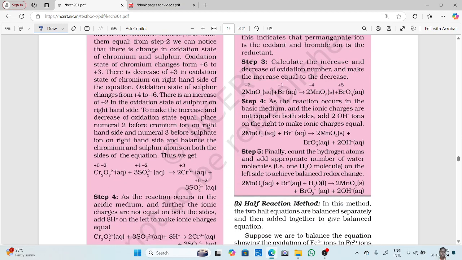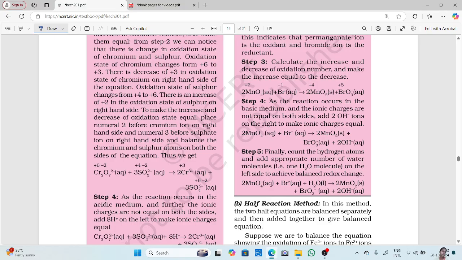Now you have to calculate the overall net charge. In this case, what will happen? There is an increase of 2 in the oxidation state of sulfur on the right-hand side. To make the increase and decrease of oxidation state equal, place the numeral 2 before the chromium ion on the right-hand side and the numeral 3 before the sulfite ion on the left-hand side, and balance the chromium and sulfur atoms on both sides of the equation.